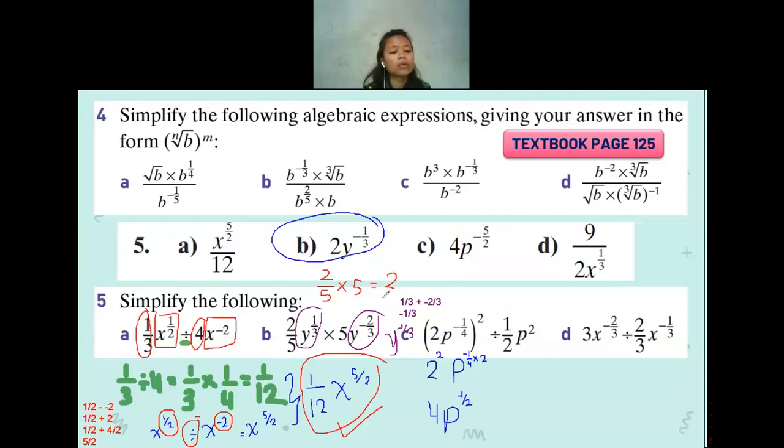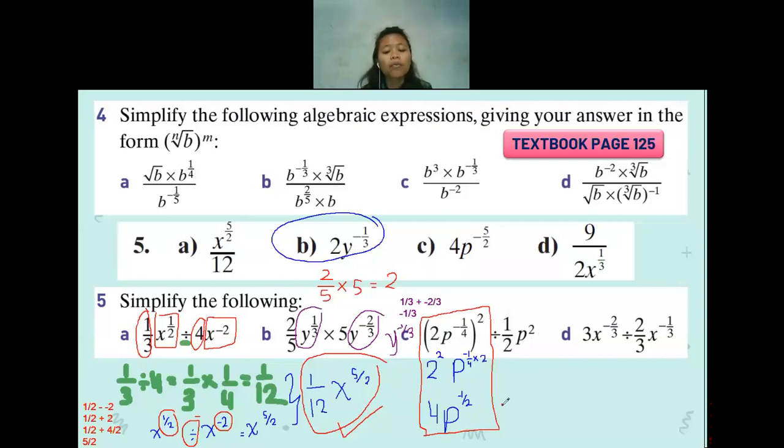Is there anyone having any question? I just simplify the bracket. Is there anyone having any question? I just simplify this. Is there anyone having any question? No? Okay. If no question, I will move on.